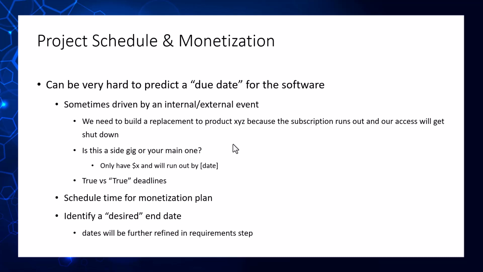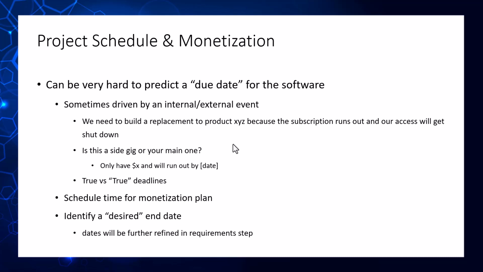Related to things like budget, you might have a certain amount of money that you need to spend, and it could be different whether it's a side gig of yours to build out the software or your job where you quit your job and you're working on this software as a startup, and you only have a certain amount of money and it's going to run out by that date. You want to ensure that you have enough money to keep the lights on once the software is created, to start selling it and really monetizing it.